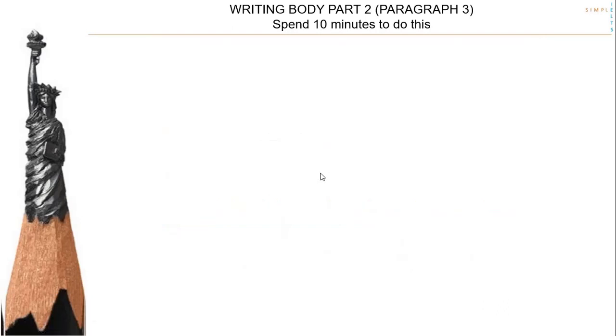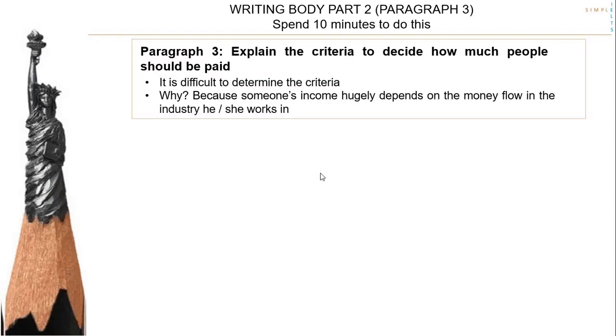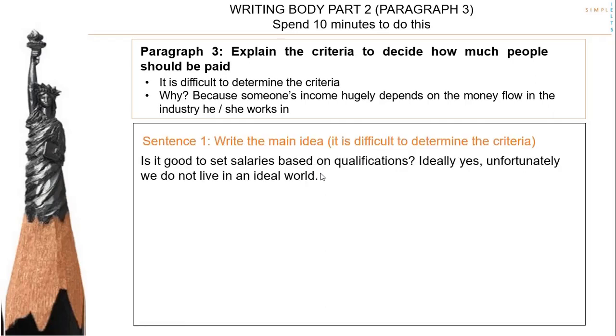Okay, and then in the next slide, we'll talk about the body part 2 or paragraph 3. Again, I suggest you spend 10 minutes to do this. I think it's enough time for you to complete this part. In the third paragraph, you explain the criteria to decide how much people should be paid or how much people are paid. So in the planning part, I already discussed that it is difficult to determine the criteria. Why? Because someone's income usually depends on the money flow in the industry where he or she works in.